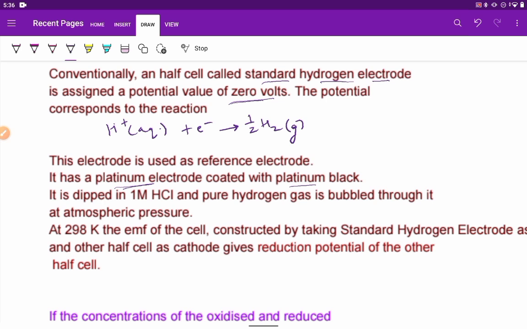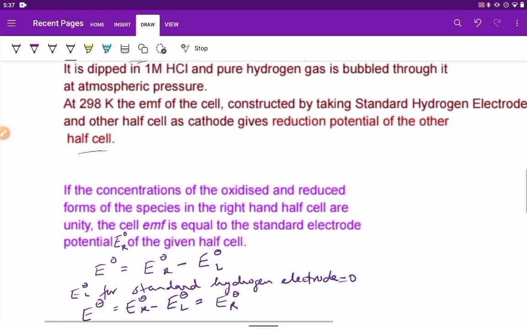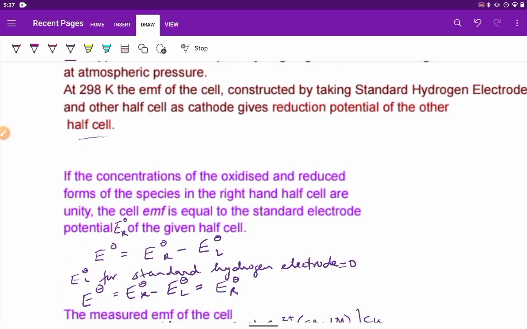So at 298 K, the EMF of the cell which is constructed by taking the standard hydrogen electrode as anode and the other half cell as cathode gives the reduction potential of the other half cell. Now if the concentrations of the oxidized and reduced forms of the species in the right hand half cell are taken as unity, then the cell EMF will be equal to the standard electrode potential of the given half cell.